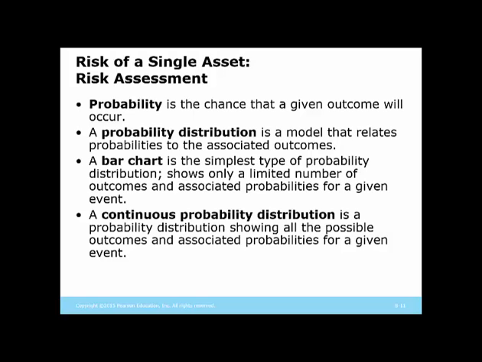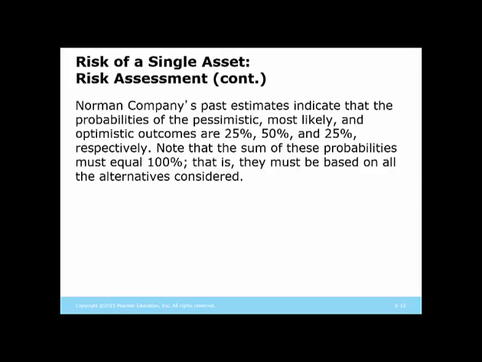Now the underlying theory here is that we're going to assume normal distributions. That is, the predictions that we're talking about in the future have a normally distributed distribution of outcomes. So now we're going to take this company and we're going to say there's a 25% chance of pessimistic, 50% chance of most likely, and 25% chance of optimistic. And all you need to understand, at least at this point, is that that adds up to 100%. So that's the entire spectrum of possibilities.